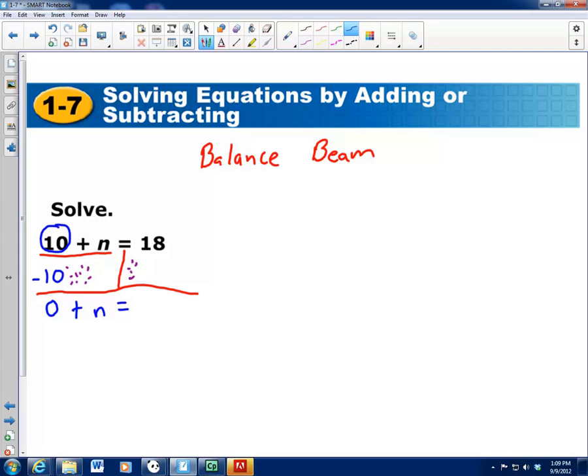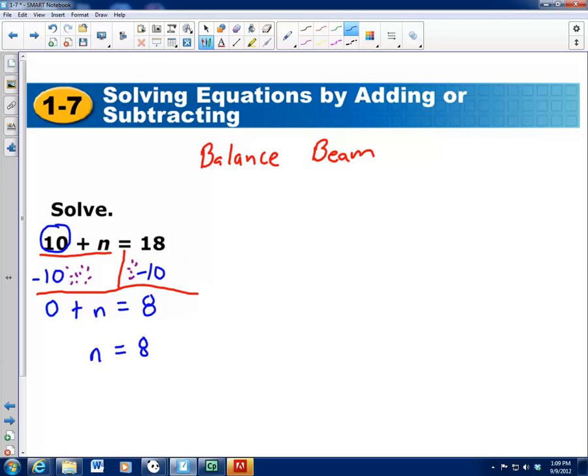Okay? So, since I subtracted 10 on the left side, I also have to subtract 10 on the right side. Well, 18 minus 10 gives us 8. Now, 0 plus n, we know that's the same thing as just saying n, so it's going to be n equals 8. So, we know the answer to my equation is going to be 8.